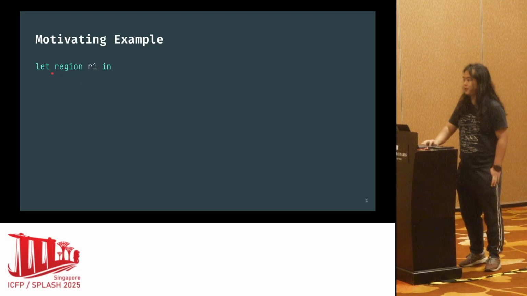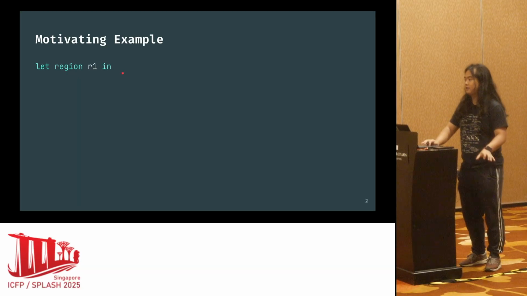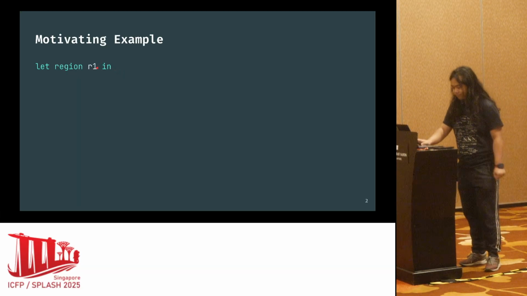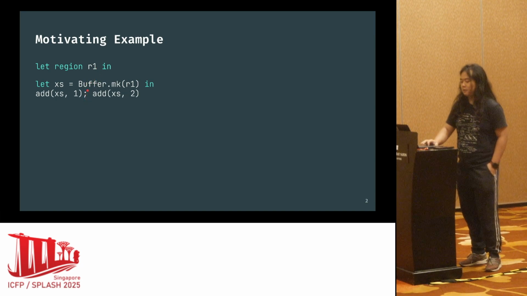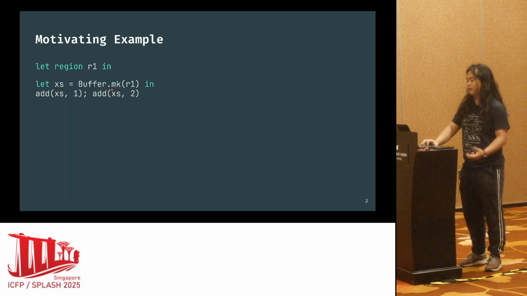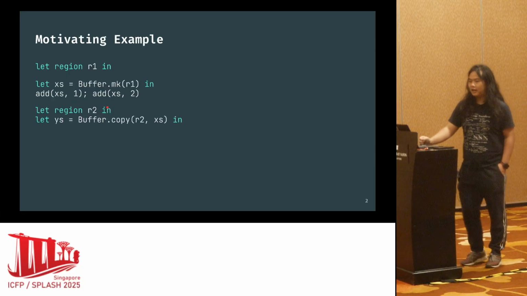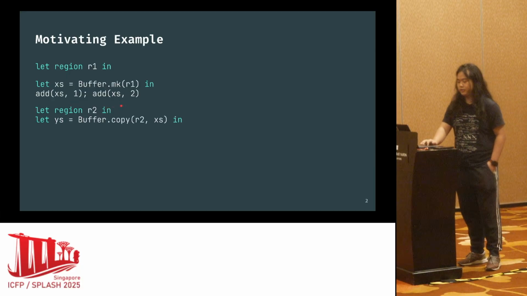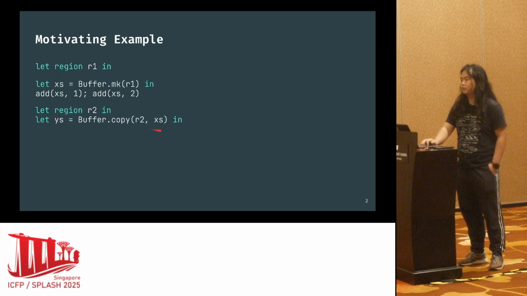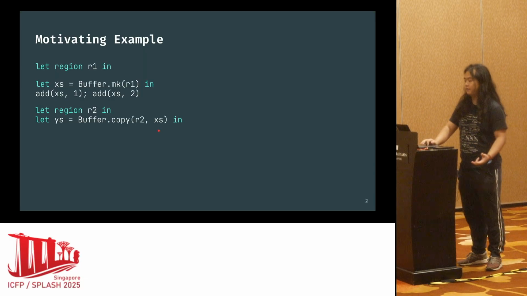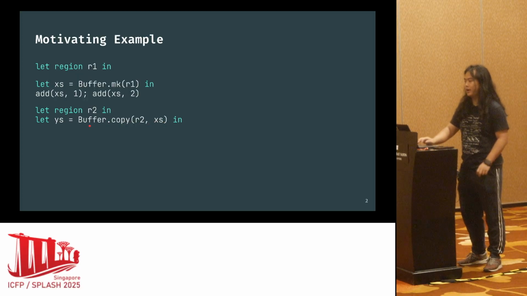We use this expression, let region in, to allocate a new region, and it will bind the region handler to the variable R1. And later, we can have some data on this region. We call buffer.make of R1. Then we have a buffer on region R1, and we can put some numbers into it. And then we can also have a nested region. We call it R2. And later, we just call buffer.copy of R2 and XS. It will allocate a new buffer on region R2 and copy all elements from XS to YS.